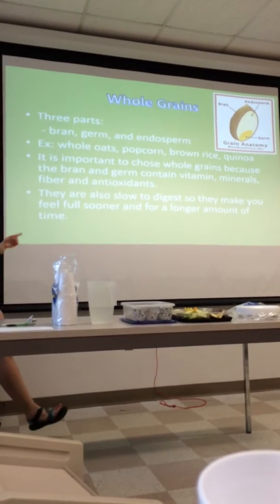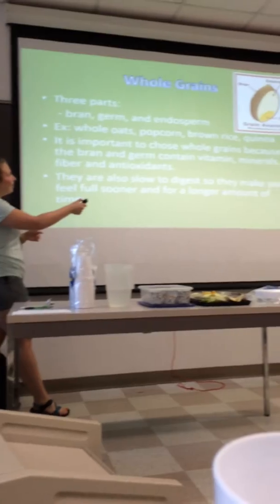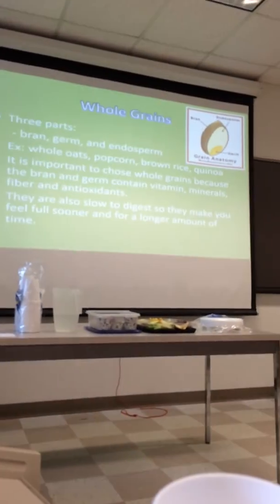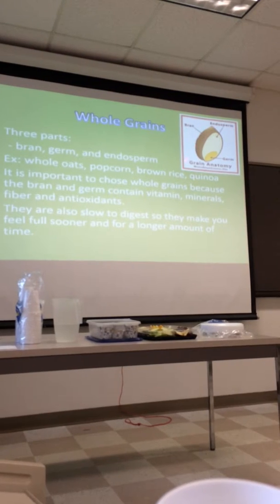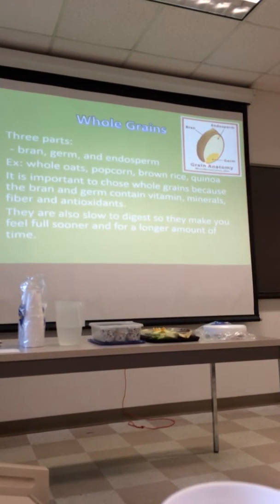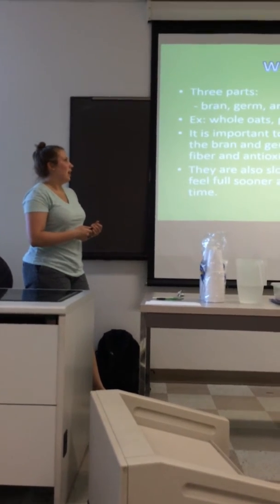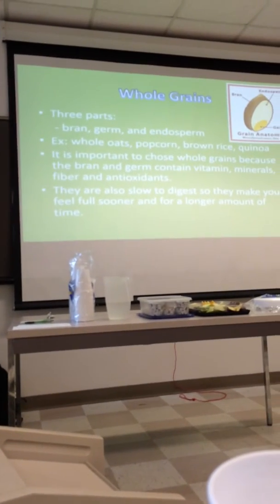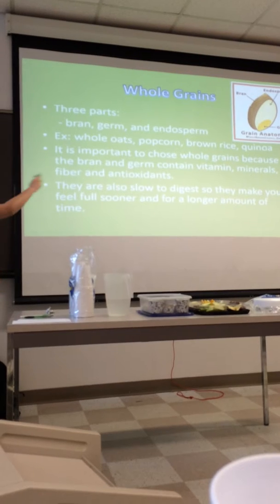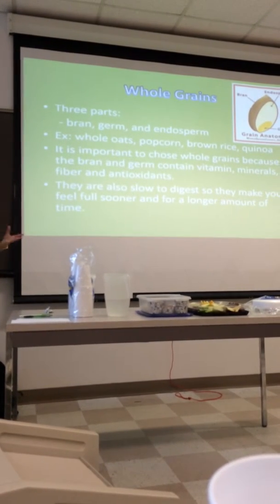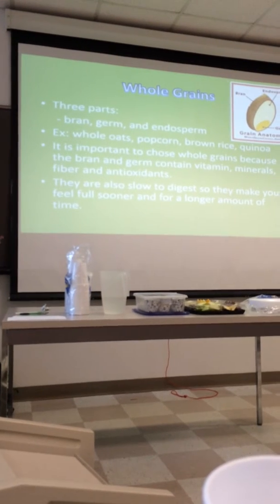So there are 3 parts of a whole grain. Okay. There are 3 parts of the whole grain: the bran, the endosperm, and the germ. Some examples are whole oats, popcorn, brown rice, quinoa, whole grain pasta, whole grain bread. These are the kinds you want.